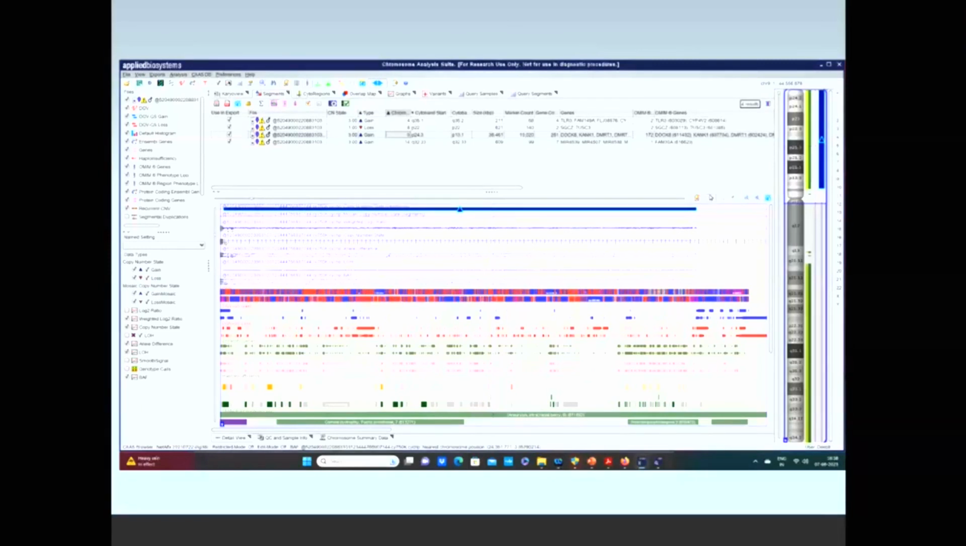But in MLPA, we will not be able to determine the size of duplication. So the size of duplication will be determined only by microarray. But since we already have a marker chromosome, we know that the abnormality is significant. Okay.